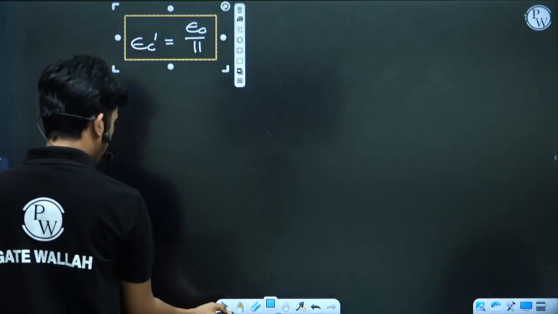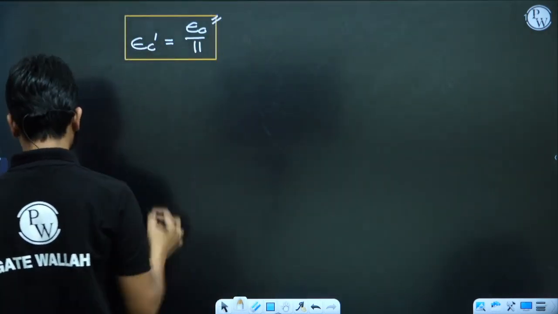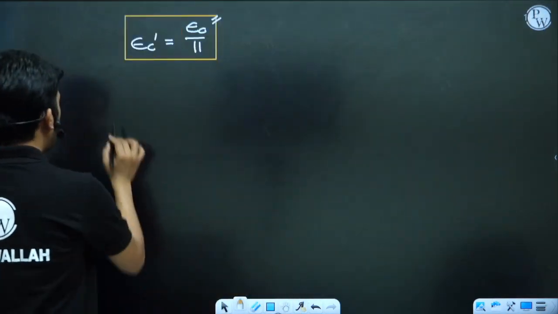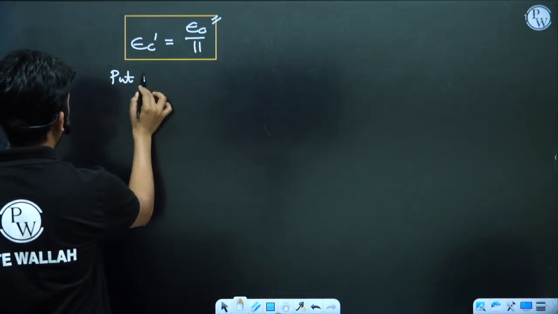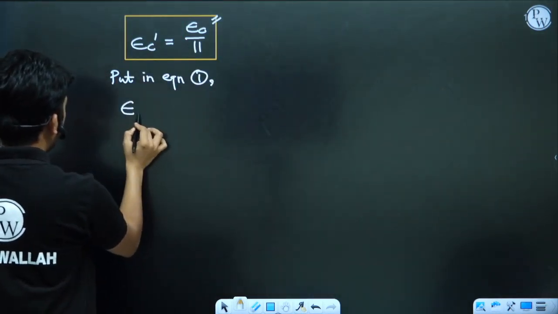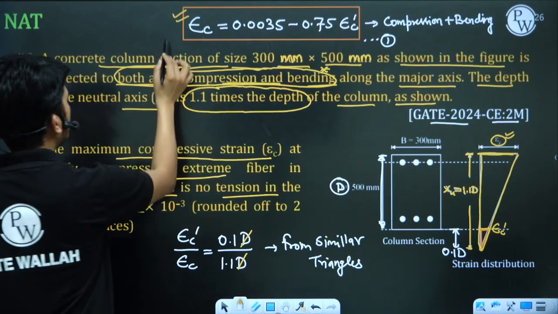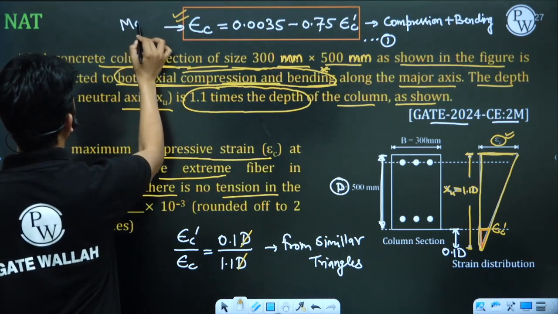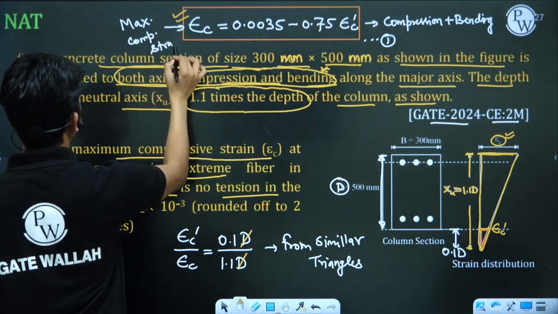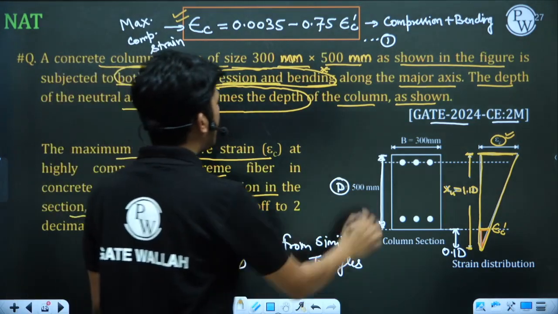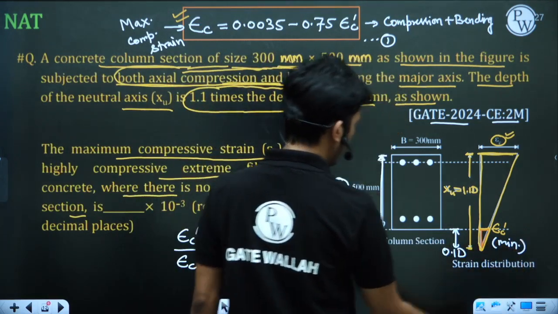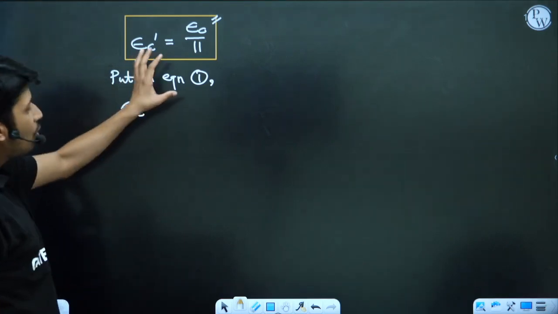We will put this value of epsilon C dash in the equation number 1 here. This is our equation number 1. So put in equation 1 and your question will be solved. So epsilon C, that is the maximum compressive strain, this we have to calculate. And epsilon C dash is minimum compressive strain, here it is written. So we have put the value of minimum compressive strain.